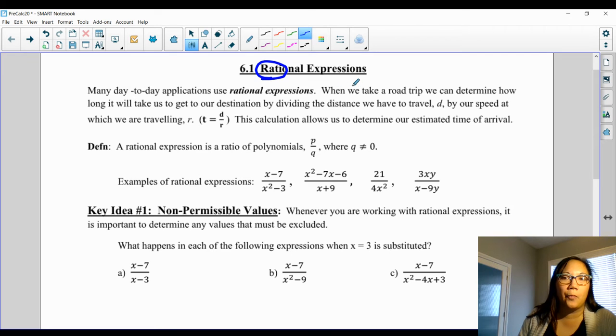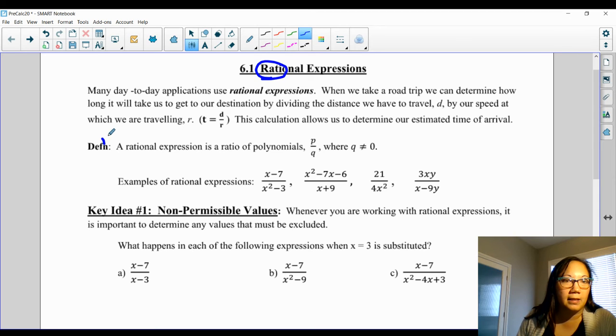When we take a road trip, we can determine how long it will take us to get to our destination by dividing the distance we have to travel, d, by the speed at which we are traveling, r. So here's the ratio that I was talking about. This calculation allows us to determine our estimated time of arrival.